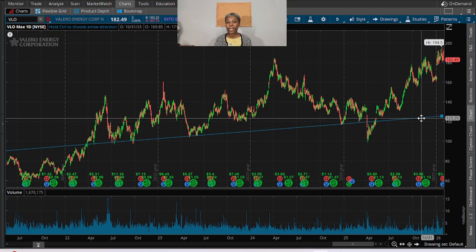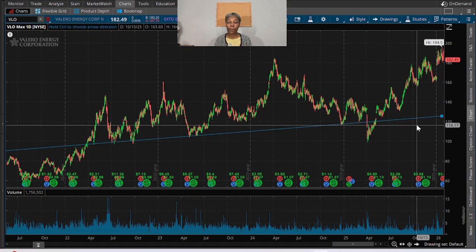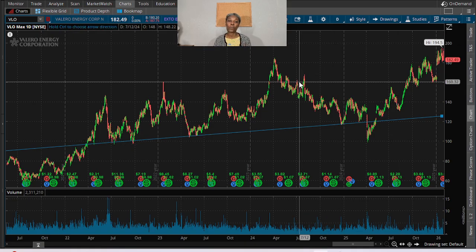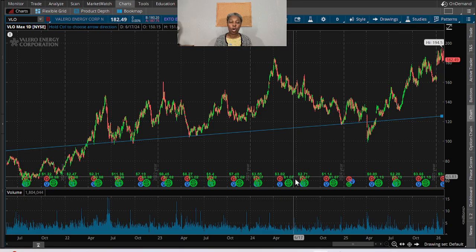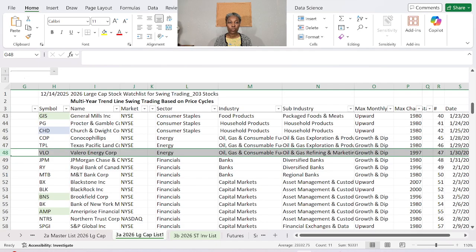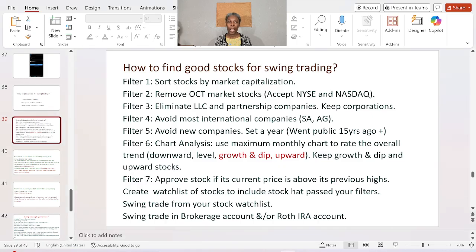But that's the way I do my chart analysis, and that is pretty much how I pick stocks that are stable for swing trading. And this stock is one example of stable stocks that I have on my swing trading watch list for 2026.